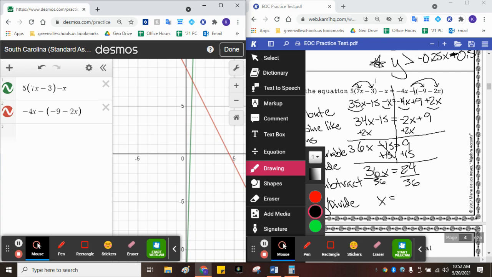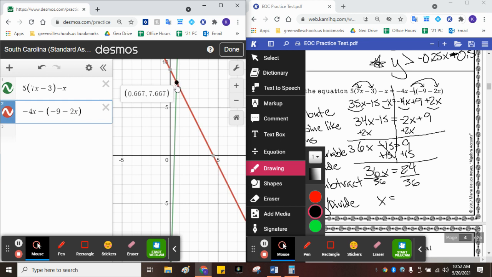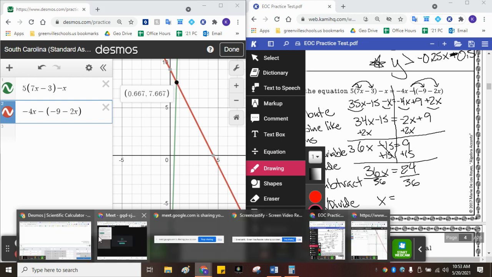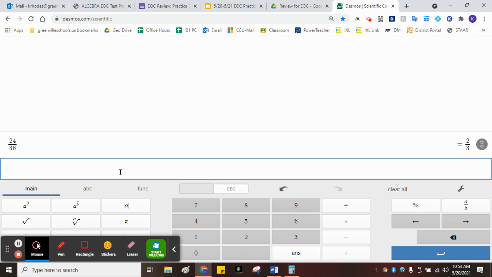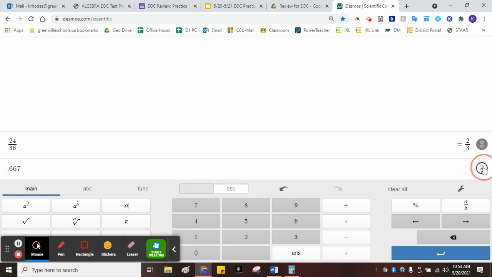Remember, if this equation is just too hard for you to solve, graph the left side, and then graph the right side, where they intersect is your answer. 0.667 is my answer. The x of it, 0.667, where they intersect is your answer. And if you aren't sure what 0.667 is, you can just type it, 0.667, and then make that into a fraction.